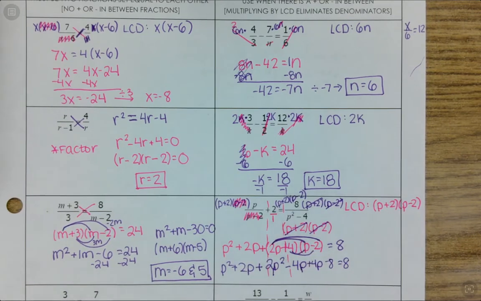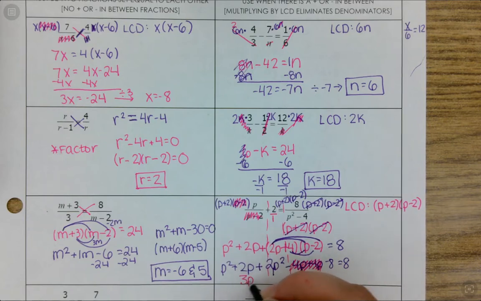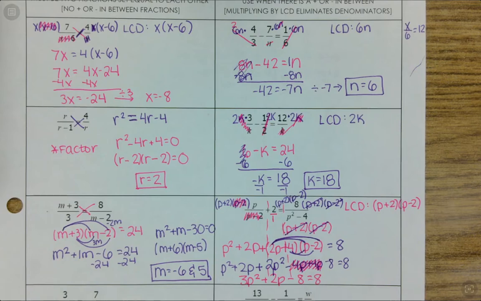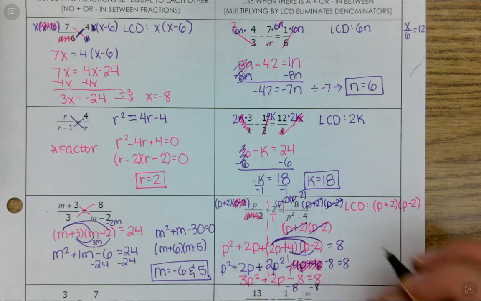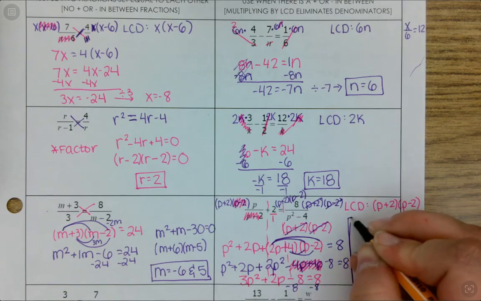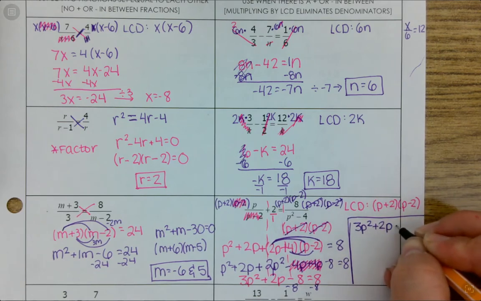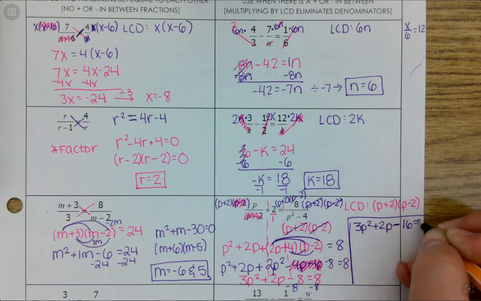And now I just have to combine my like terms. So my p's cancel, right? And I have p squared plus 2p squared, that's 3p squared, plus 2p minus 8 equals 8. And then I have to subtract that 8 so that it joins everything else, and kind of draw a line here. I end up with 3p squared plus 2p minus 16.